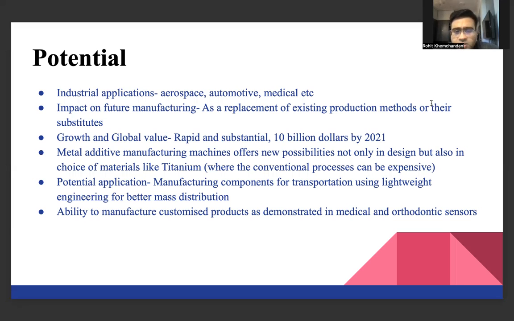Metal additive manufacturing machines offer new possibilities not only in design but also in choice of materials like titanium, where the conventional processes can be expensive. Potential application: manufacturing components for transportation using lightweight engineering for better mass distribution. Ability to manufacture customized products as demonstrated in medical and orthodontic sensors.